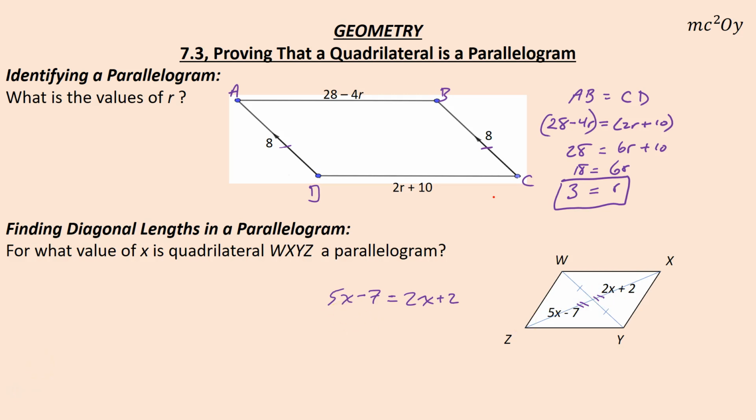To combine like terms, we'll move these two x's over, so we end up with 3x minus 7 equals 2. We'll add the 7 over, we get 3x equals 9. Divide by 3, x is 3. The value of x is 3. 5 times 3 is 15, minus 7 is 8, and 2 times 3 is 6, plus 2 is 8. So it works out.